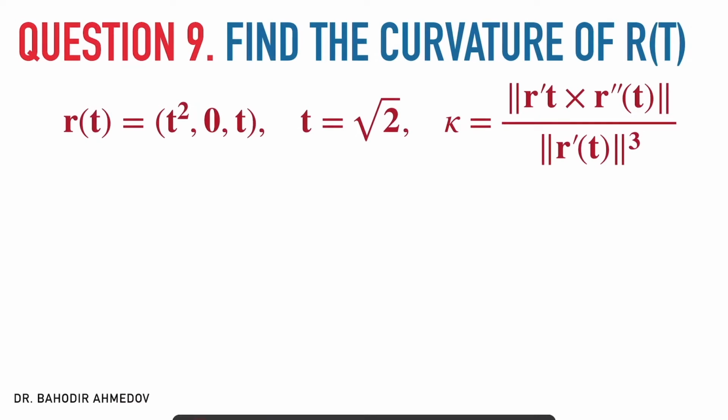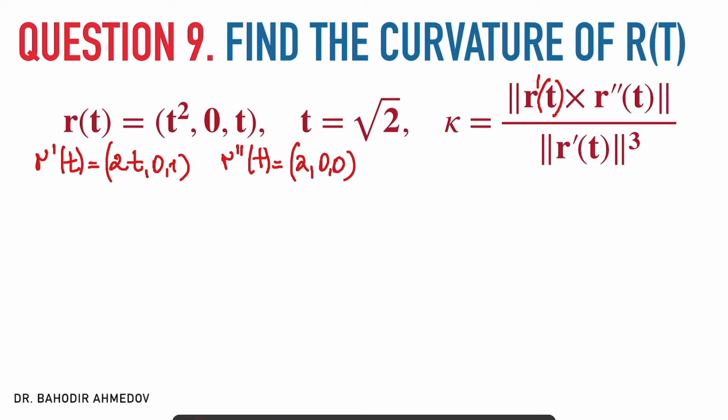Question number 9. We have to find a curvature, and we need to use the following formula. So it's obvious it should be the t inside the brackets. First of all, I'm just going to find the first derivative and the second derivative, and multiply them as a cross product. The first derivative of r of t is going to be equal to 2t, 0 and 1. The second derivative is going to be equal to 2, 0 and 0.